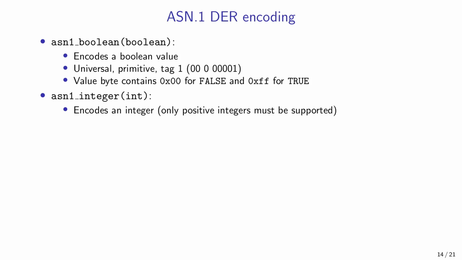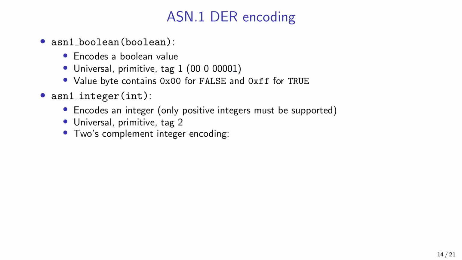ASN1 integer encodes an integer value. It can also encode negative integers, but for our needs, we must only support encoding of positive integers. So the type byte will correspond to universal primitive tag 2. So the only change from this type byte here is in the tag value. Instead of 1 here, you will have 10 encoding number 2. Okay?